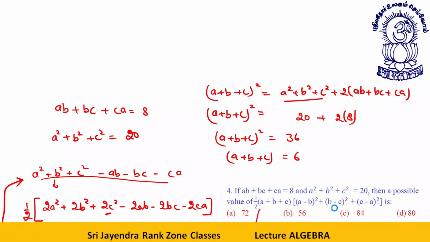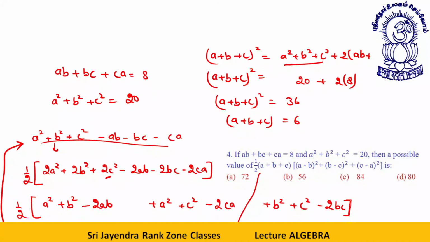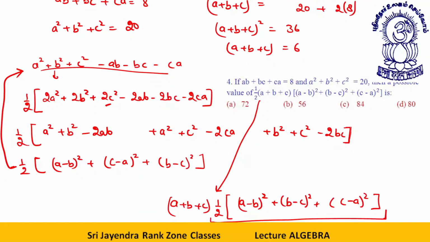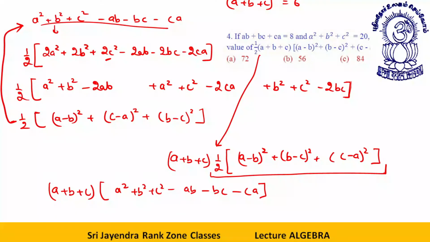Now, let's move toward the bottom part of the question. a plus b plus c, we have 6. Then a square plus b square plus c square, what is a square plus b square plus c square? That is 20 minus (ab plus bc plus ca). What is ab plus bc plus ca?